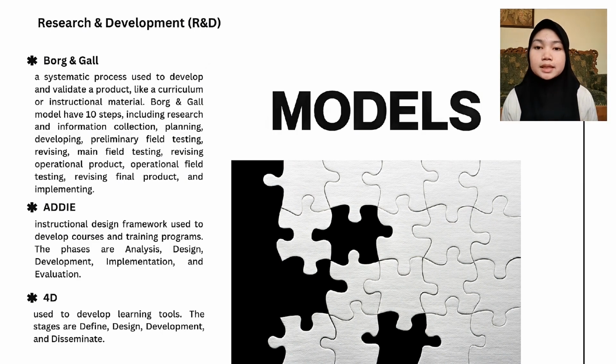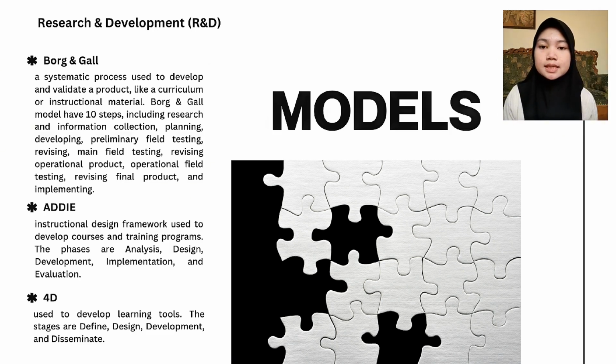And the second model is ADDIE. ADDIE is an instructional design framework used to develop courses and training programs. The phases are analysis, design, development, implementation, and evaluation. And the last model is 4D. The model 4D is used to develop learning tools. The stages are define, design, development, and disseminate.